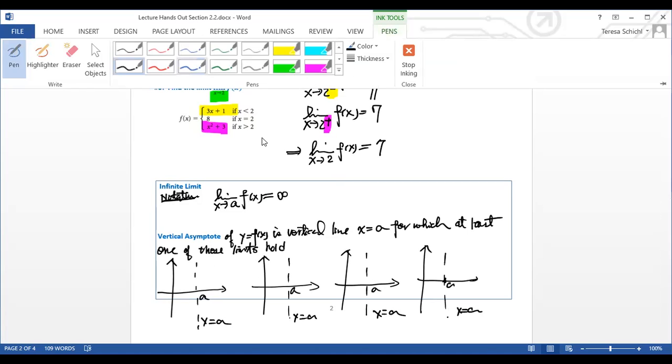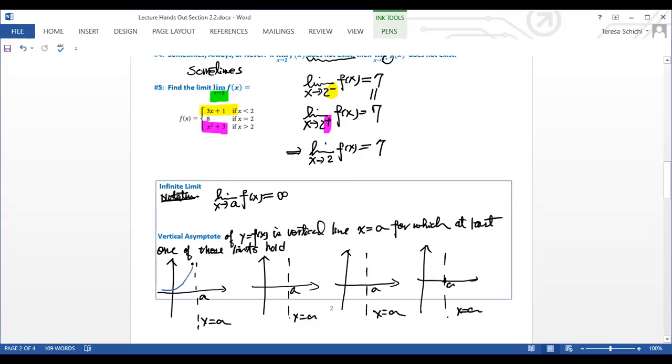That means my function goes like this, or my function can approach negative infinity, approaching from the right-hand side to infinity, or from the right-hand side to negative infinity. That's why they say as long as one of these limits exists, then you will have the vertical asymptote, right? That means the function gets closer and closer to this line. So this is the line we call the asymptote, right?